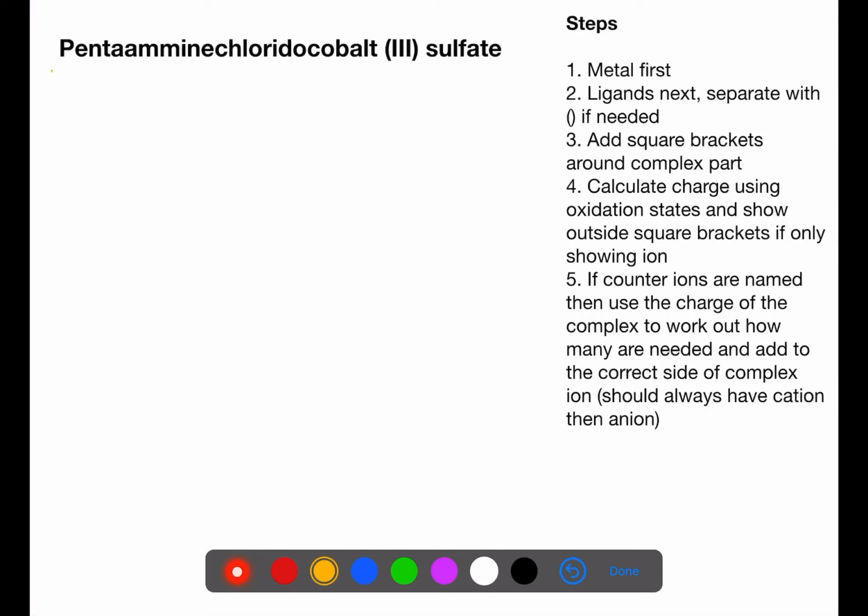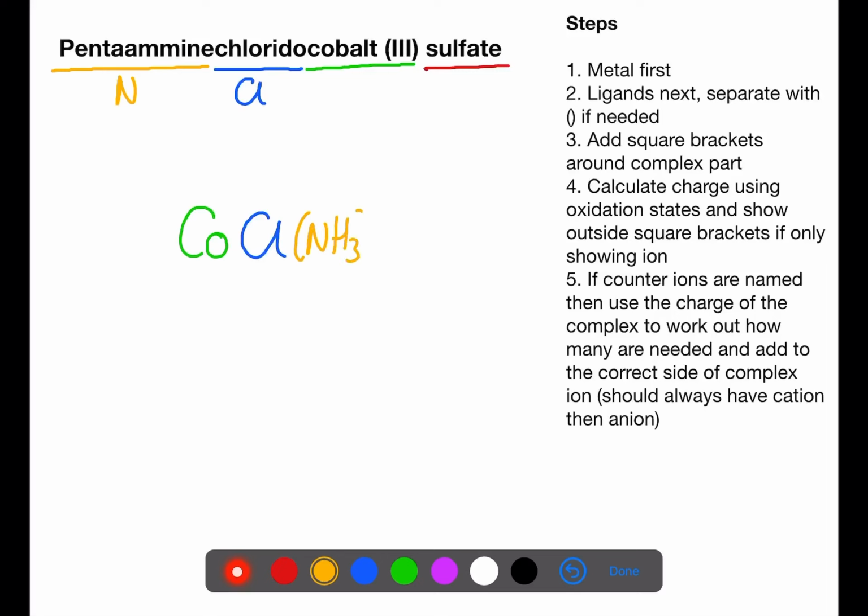In this example, we have pentaamine, chlorido, cobalt 3, sulfate. The symbol for the transition metal is Co. We then have 2 ligands. We have a neutral amine ligand, which bonds through a nitrogen atom, and a negative chlorido ligand, which bonds through a Cl. Negative ligands come first, so we have Cl, followed by 5 NH3 ligands, and then we can put in the square brackets.